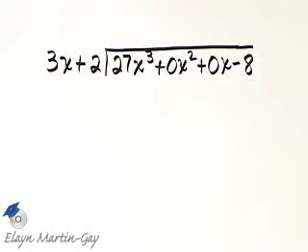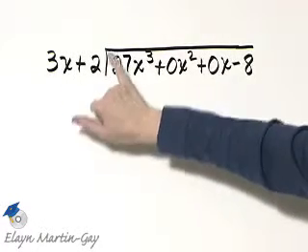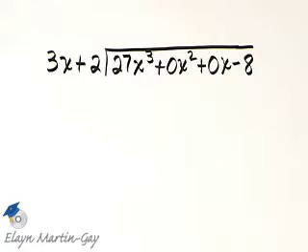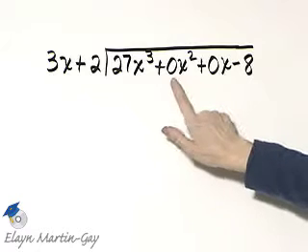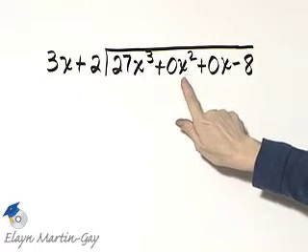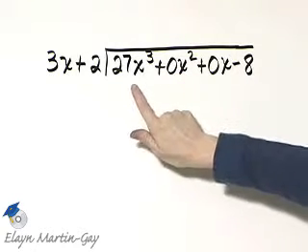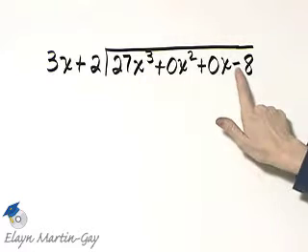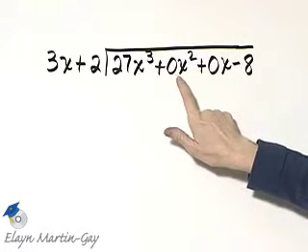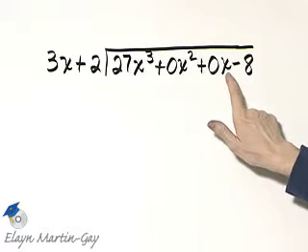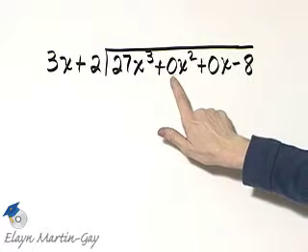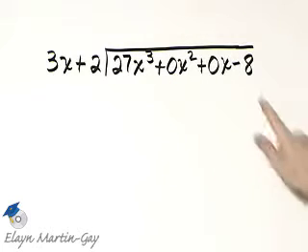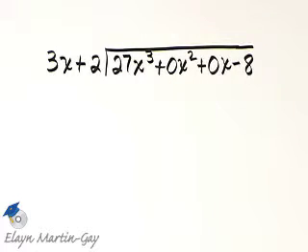Since we're dividing by a binomial, I'm using long division, and I've set it up in long division fashion. Notice that for any missing powers, I wrote 0 times the x raised to one of those missing powers. In other words, I had 27x cubed minus 8, so I did not have an x squared, I did not have an x, but just to keep things all lined up, I inserted 0x squared plus 0x and then my minus 8. And now we're ready to long divide.